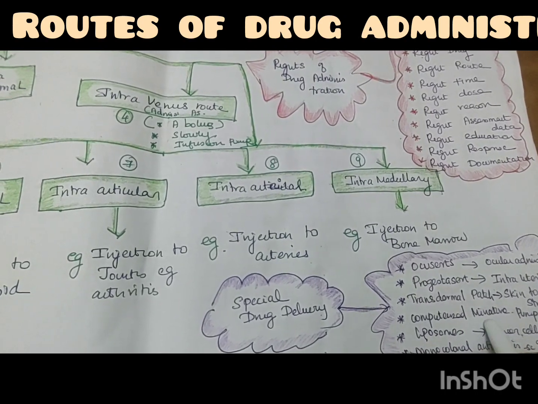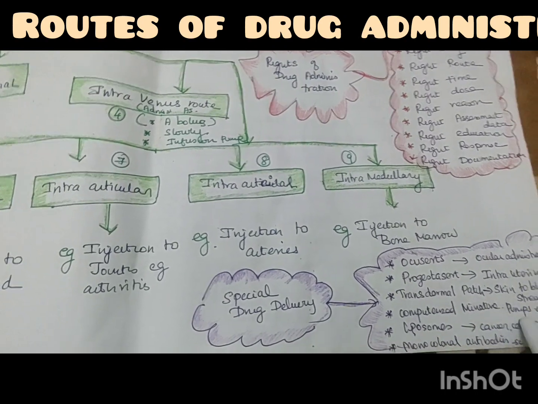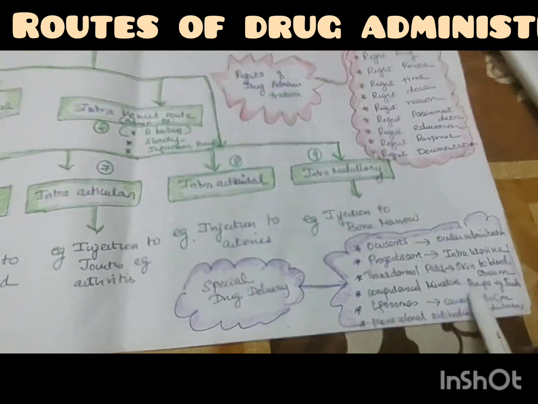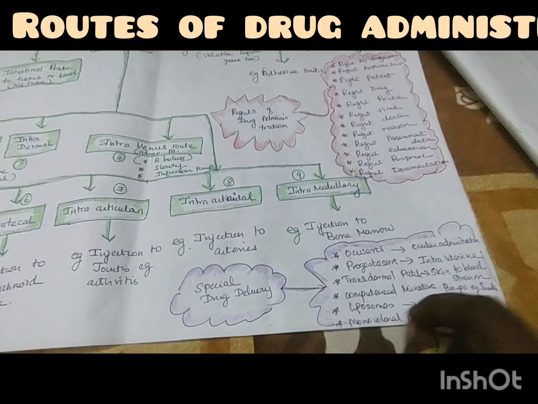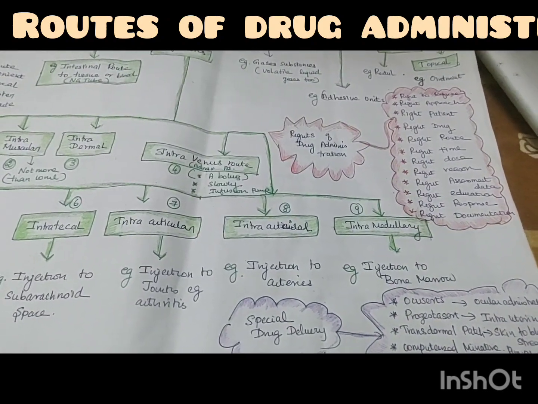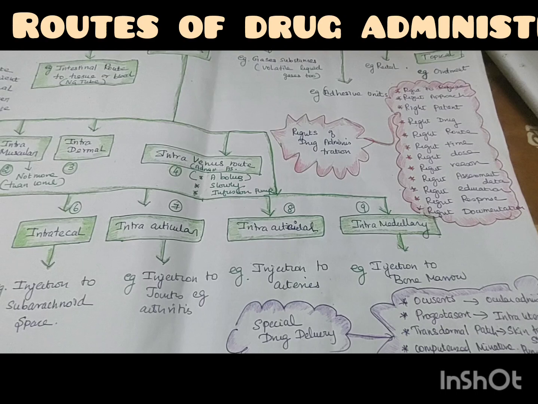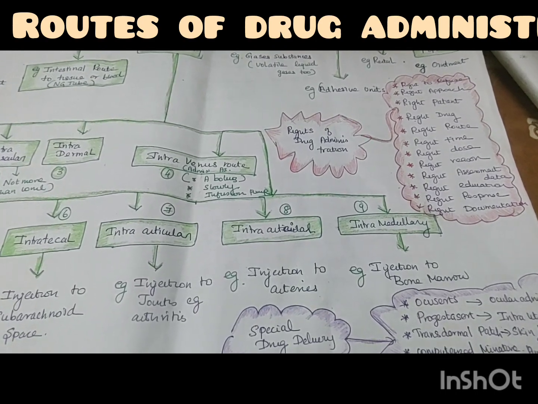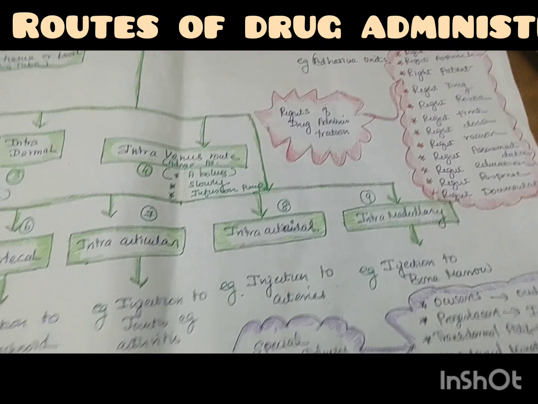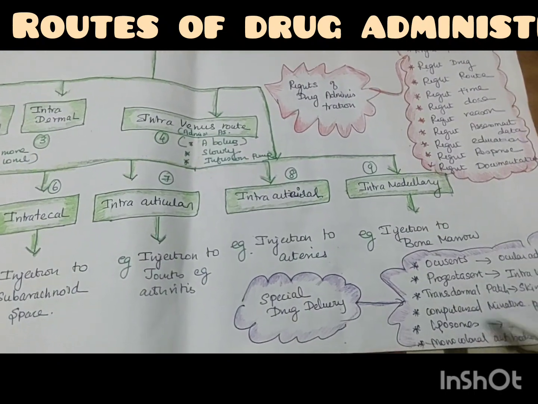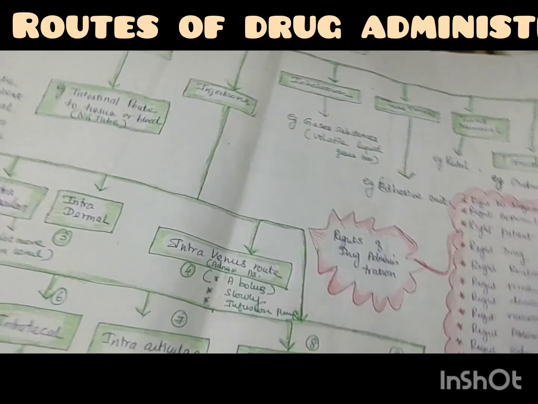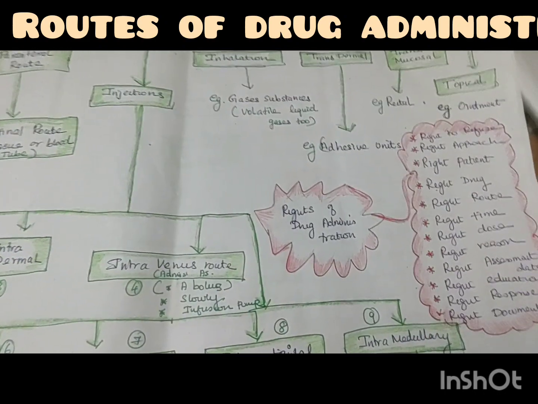And computerized miniature pumps. For example, insulin is given by a miniature pump; if you set it, a set amount will be delivered every day. And liposomes, used for cancer cells. And monoclonal antibodies are given subcutaneously. So these are all very rare routes, but they are also used in our day-to-day life in the hospital setup.